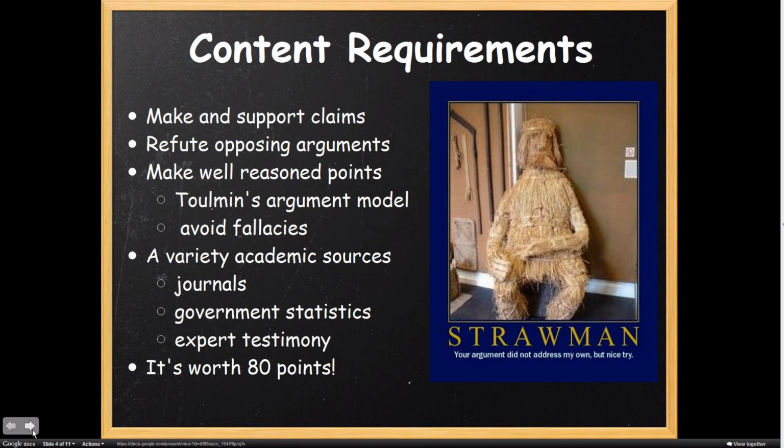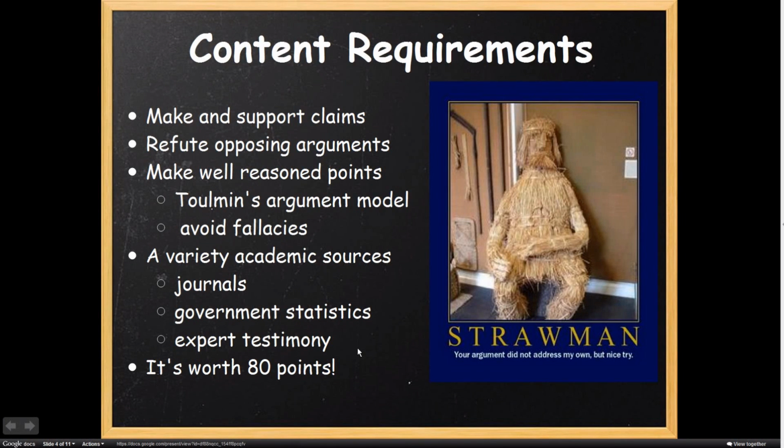And one of the keys to making strong arguments is providing evidence that supports those arguments. And the best things to look for when looking for pieces of evidence to do that are things that come out of academic journals, government statistics, and testimony from experts in the topic area.